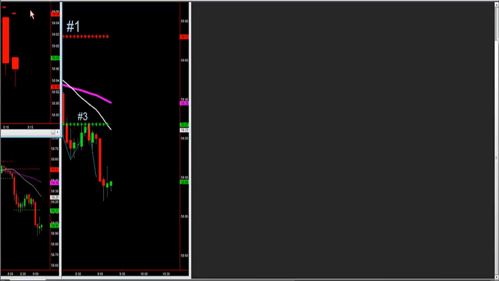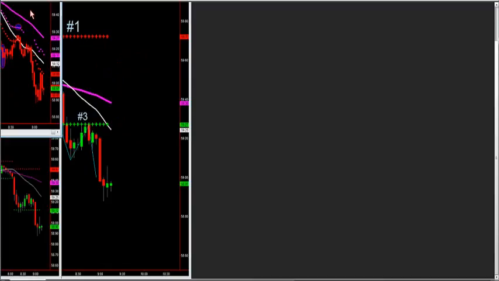I don't use it as standalone. I use it as confluence, telling me I got a good retracement on a number 1, number 3. It almost matched perfectly with my number 3 here. Sometimes it'll match up to the exact tick, and you know you got yourself a beautiful number 3. Those are fast, where they'll match up.